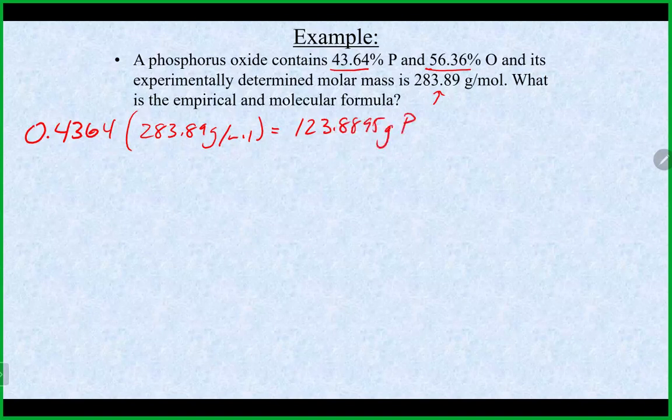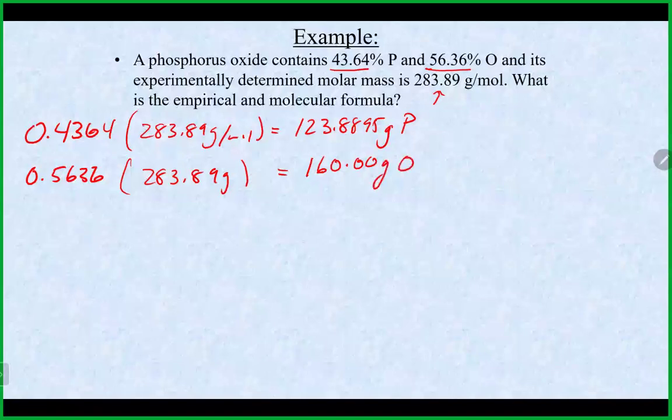And we could do the same thing with the percentage for oxygen. We'll take our 0.5636, which is again the percentage divided by 100, times our mass of the compound here. And we will end up with about 160 of that 283 as our grams of oxygen in this case.